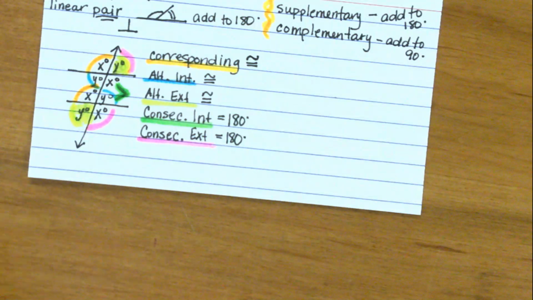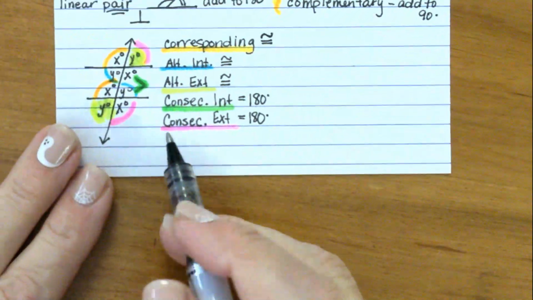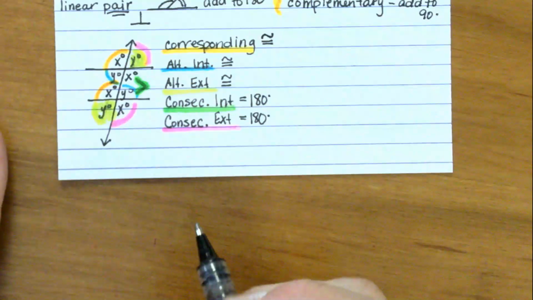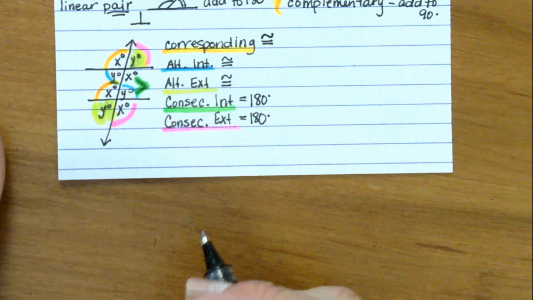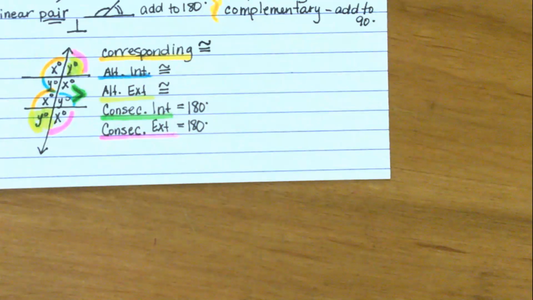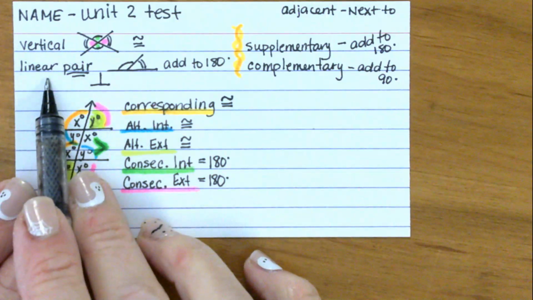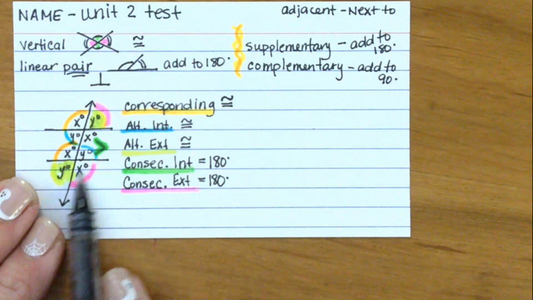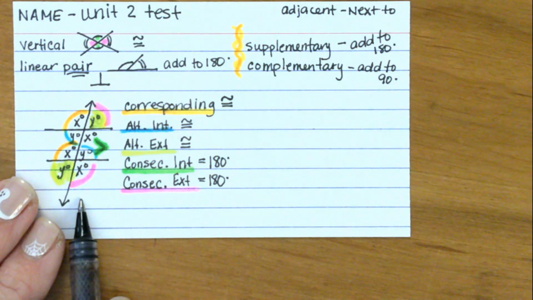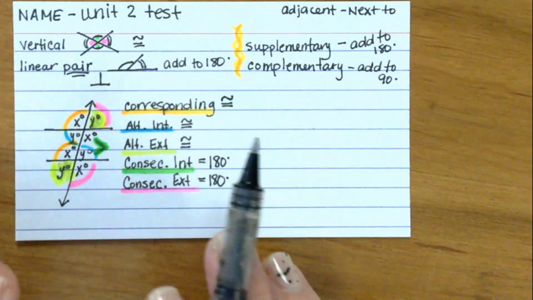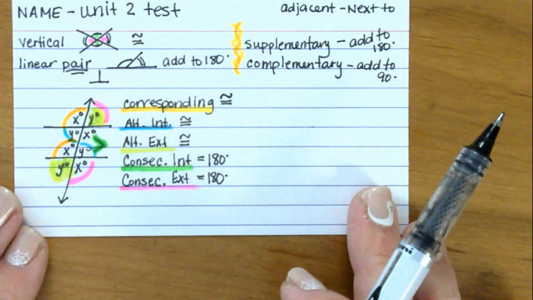So corresponding and alternate interior and exterior are all congruent, not to each other, but those are the congruent ones. And then if you see the word consecutive, 180. Okay, by the way, the vertical angles and linear pairs are all throughout this entire diagram. But I'm not going to write them down here. It's a little too much. I don't want to get it any more mucky than it already is.